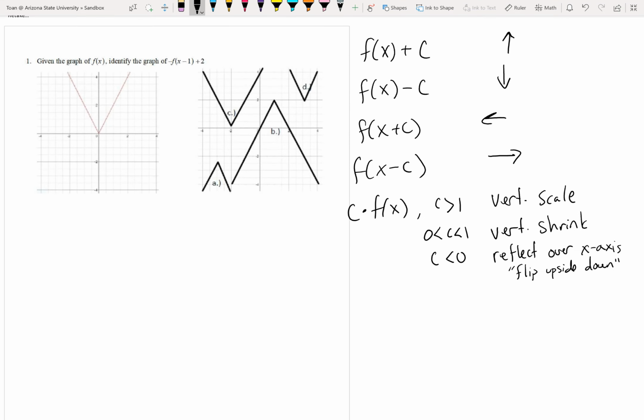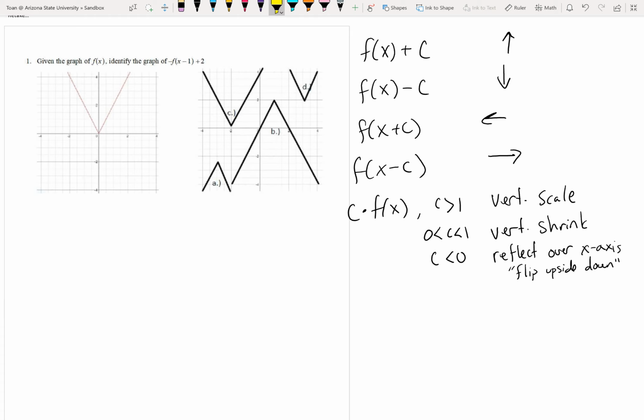So number one was just a question on function transformations, which I've written on the right-hand side here. I hate to say it, but this is one of those things where you just have to know the function transformations. It's not really something you can figure out. So just a quick refresher.